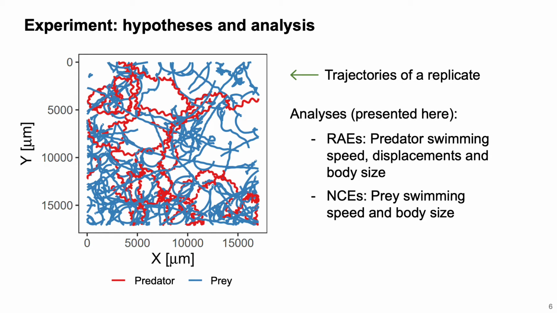Similarly, on the side of non-consumptive effects, we investigated the prey swimming speed and body size. In this case, the hypotheses were that the prey would either swim more slowly in the presence of the predator to avoid encountering it, or swim more quickly to evade it upon encounter.